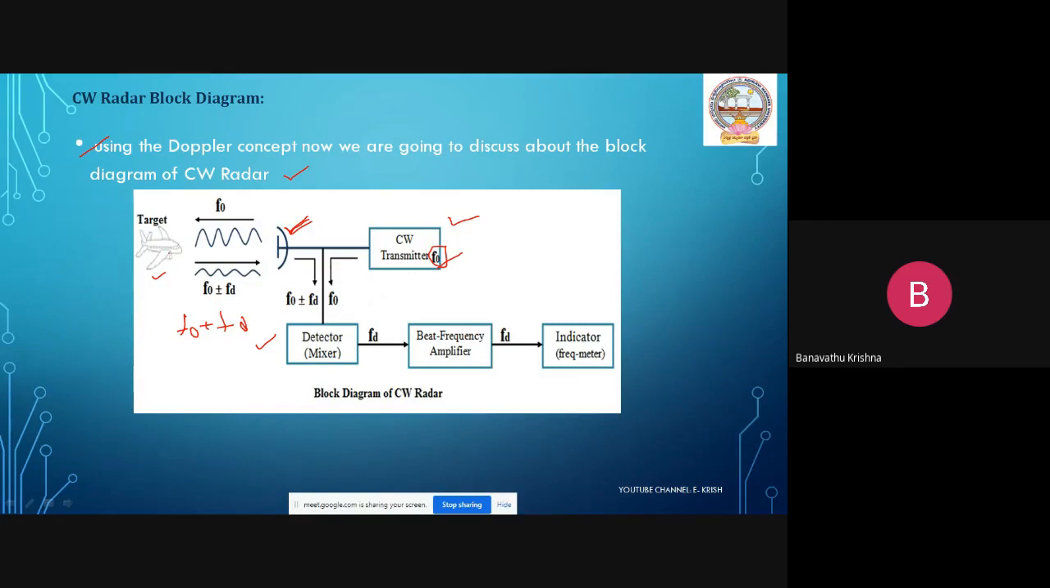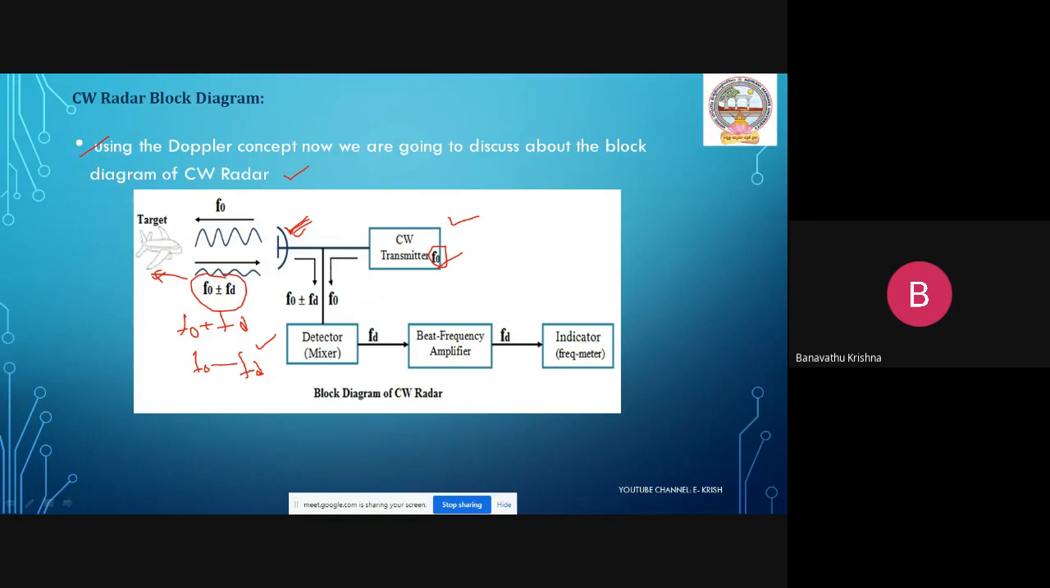Suppose the target is moving away from the junction, away from the radar receive station, then the reflected signal frequency is nothing but f naught minus fd. That's why he is mentioning here f naught plus or minus fd. And here the antenna acts as both the transmitter section as well as the receive section. Here we can use a single antenna. This single antenna is performing both actions.